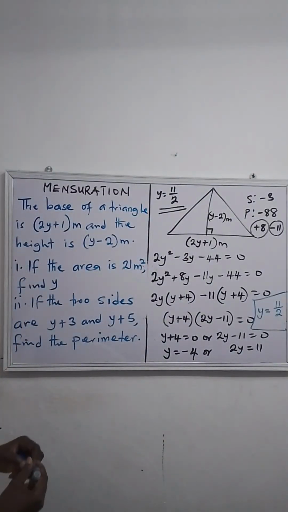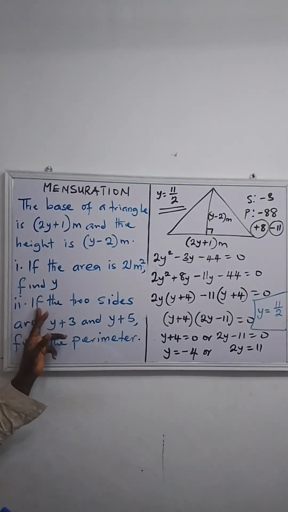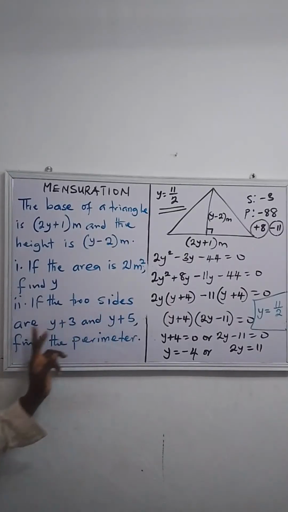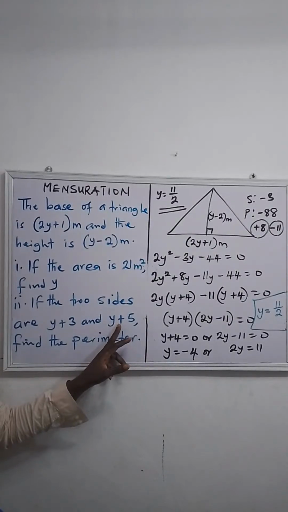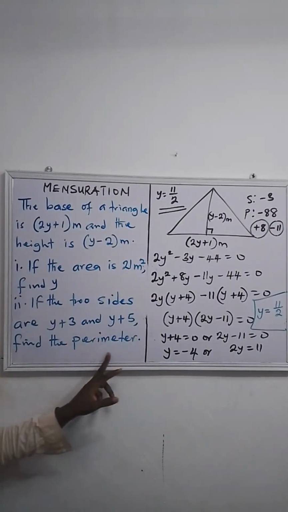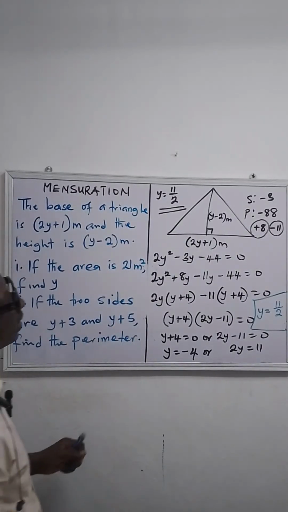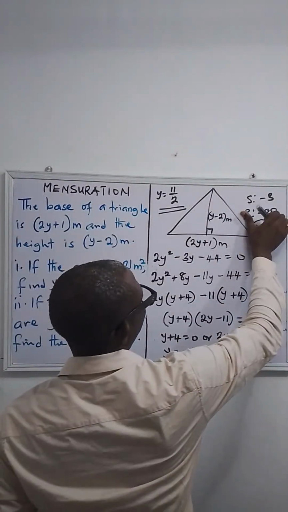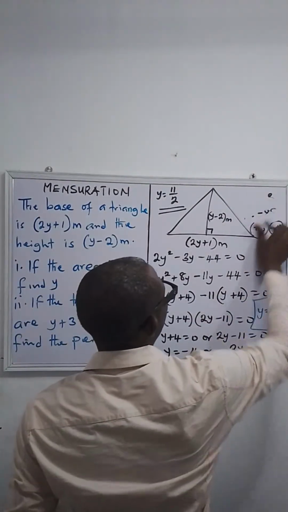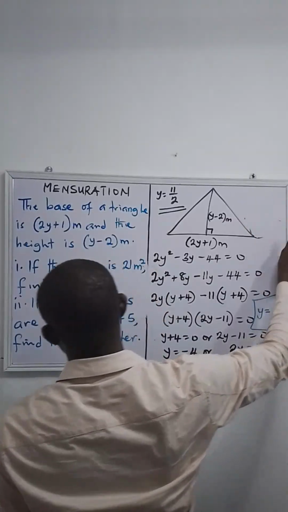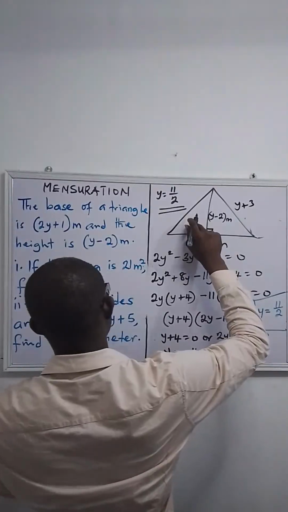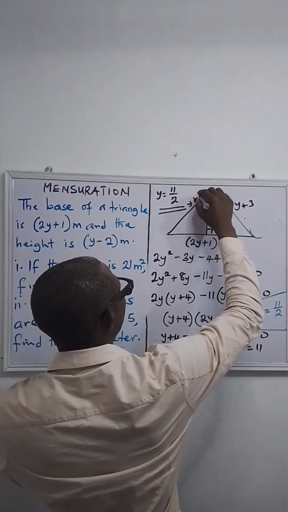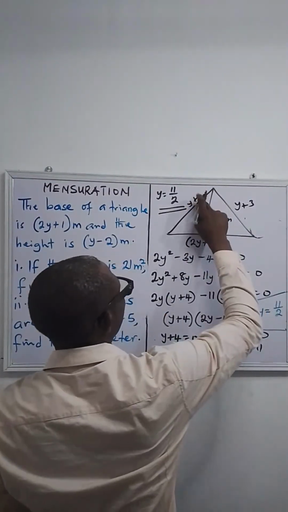Now let's look at the second part of the question. Now, if the two sides are y plus 3 and y plus 5, find the perimeter. So now we have the remaining two sides: one of them is y plus 3 and another one is y plus 5. So what is going to be the perimeter?